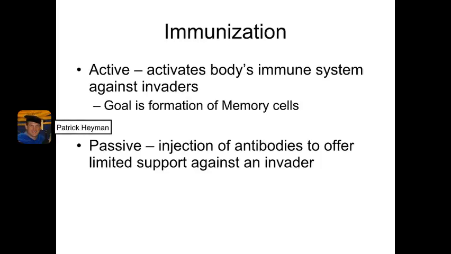All right, let's talk immunization. There are two major kinds of immunizations. There's active and there's passive. Active, we're going to activate the body's immune system against the invaders. The goal of that is to form memory cells. So what we're looking for is T helper 2 cell formation that is going to direct B cells to become plasma cells. Plasma cells are the fully mature B cell that's going to produce high quality antibody. So that's the goal, and that's actually how we know whether the immunization has been successful or not.